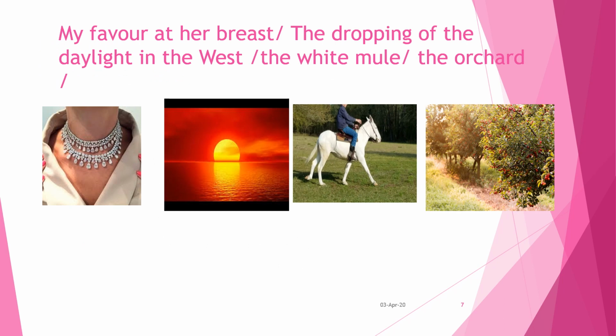and here we have examples, pictures of my favor at her breast in the first portrait on your left, the dropping of the daylight in the west, the sun setting in the second picture, the white mule and the orchard on your right. The orchard is a place, a closed garden which has fruit.